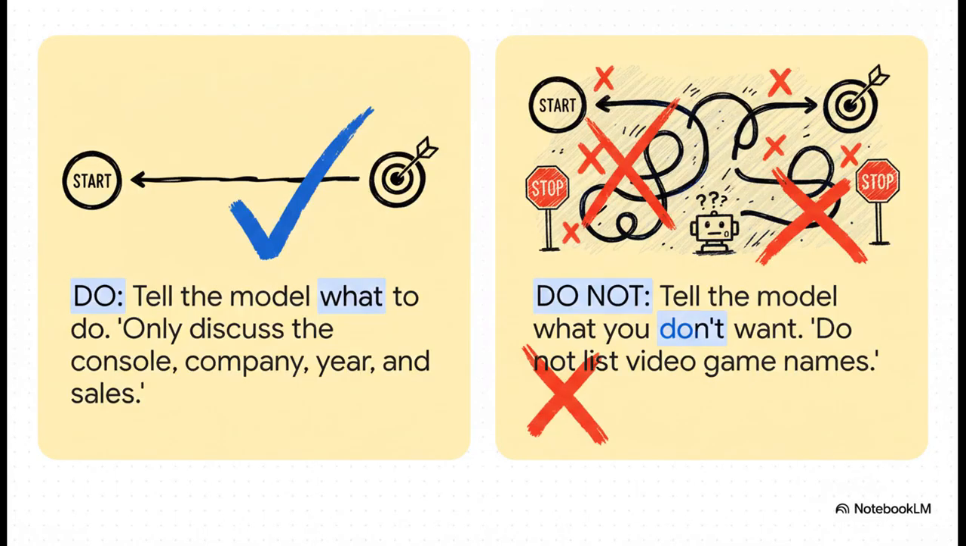This right here is a really important mental shift. You need to tell the model what to do, not what not to do. Giving it positive, specific instructions works way better than giving it a long list of things to avoid. Give the AI a clear target to hit. Don't just tell it where it's not allowed to aim.